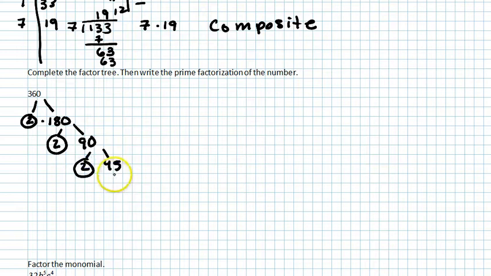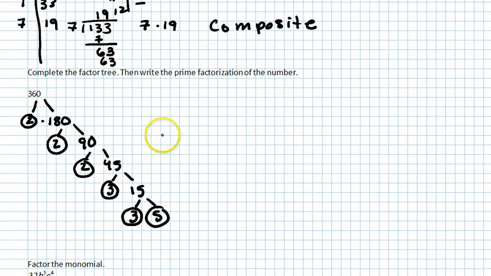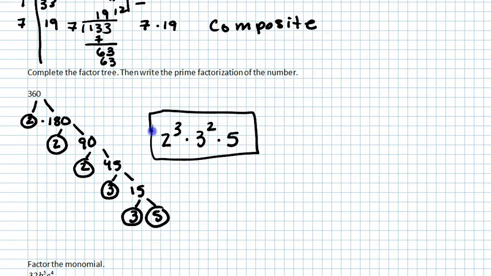Okay, now 2 won't go into this, but 3 will, because 4 plus 5 is 9. 3 goes into 9, so 3 will go into 45. It goes into there 15 times. 15 isn't prime, so I need to keep factoring. It goes into there 3 by 5. Both of these are prime. So now I have my factorization of 360. I have 1, 2, 3 2s, so 2 to the third, times 2 3s, so 3 to the second, times 5. So this would be the prime factorization of 360.